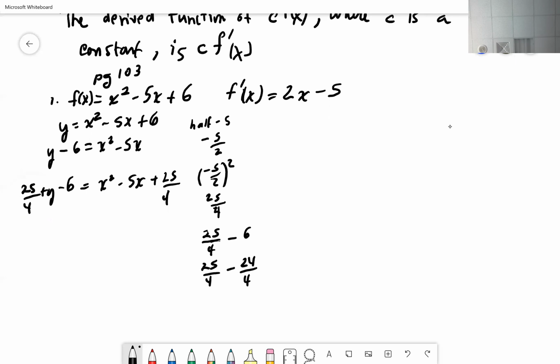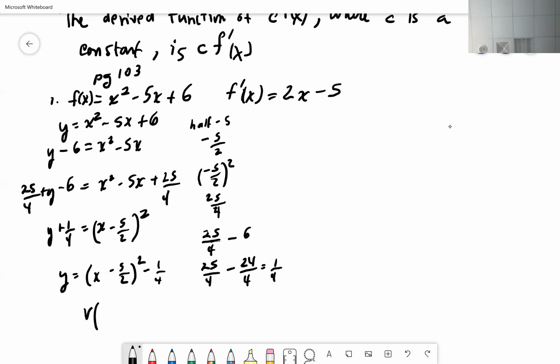All right, so now you're left with 1/4, right? And so you have y plus 1/4 equals x minus 5/2 squared. And then you just rewrite it as y equals x minus 5/2 squared minus 1/4. And now you have a vertex. The vertex is, you can clearly see, 5/2, comma, negative 1/4. And this allows me to start graphing this, right?